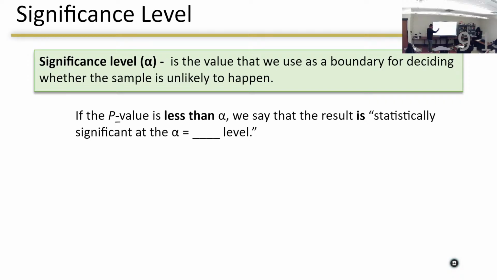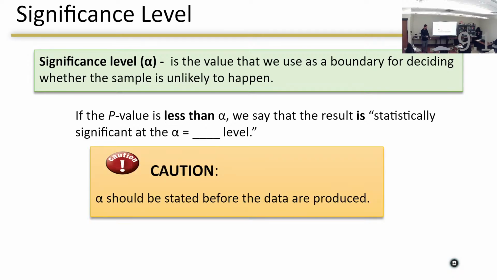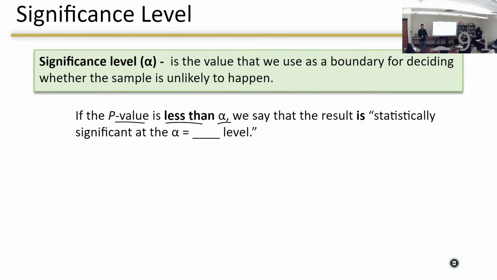So if the p-value is less than alpha, that's when you can reject it because it's small. If p is less than alpha, we'll reject it because it's small. If p is greater than alpha, then we fail to reject it because it's not small, it's big. Okay? So if it's less than alpha, we say it is statistically significant at that level, at the 5% level, at the 10% level, at the 1% level, whatever they give us.